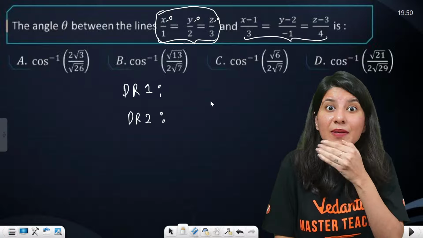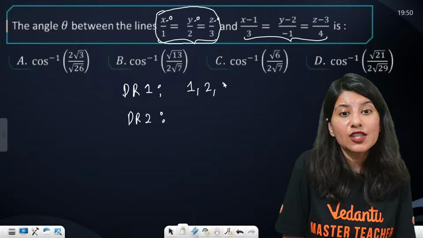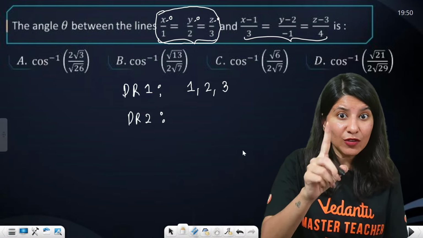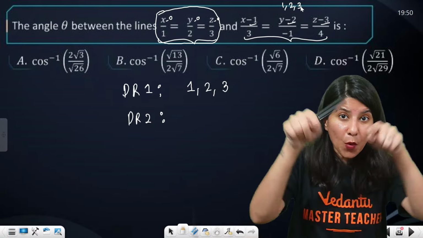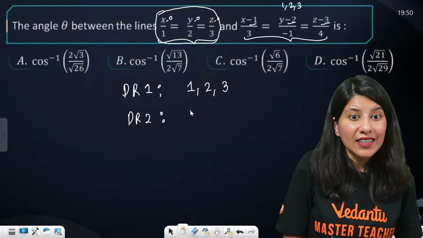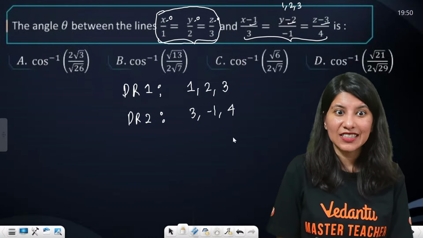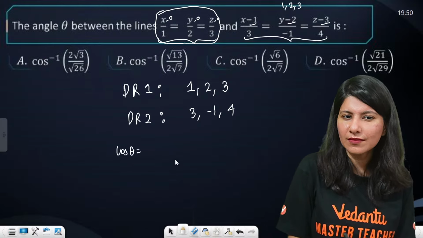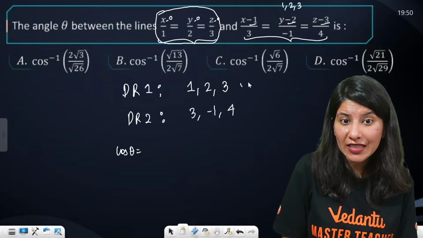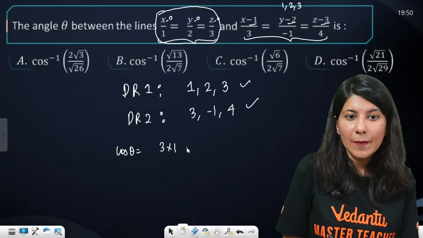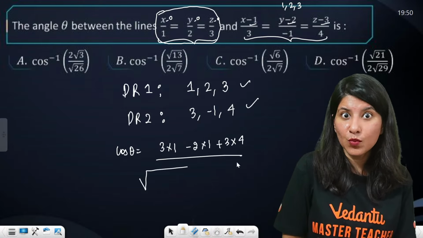So this is the standard representation of that line, which is passing through the origin and whose direction ratios are 1, 2 and 3. And the line 2, if you notice nicely, the direction ratios are 3, minus 1, 4. All right. Now cos theta will be the dot product between these two vectors. So this is 3 into 1 minus 2 into 1 plus 3 into 4, upon the magnitude of both individual vectors.